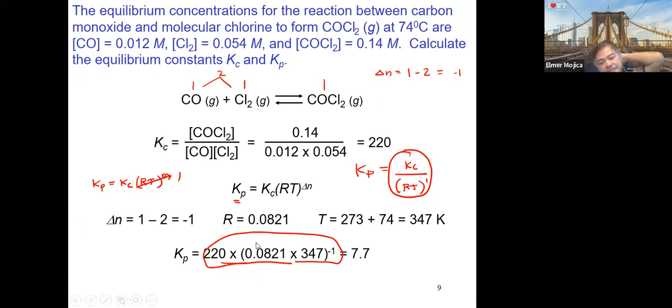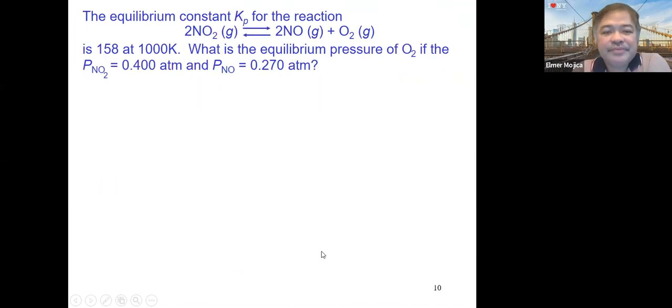So we have a Kc that is equal to 220 and a Kp that is equal to 7.7. Any questions? There's a question about R, the gas constant. If it's a constant, it's given. Okay. I would suggest just playing with the significant figure rule, just to be safe.